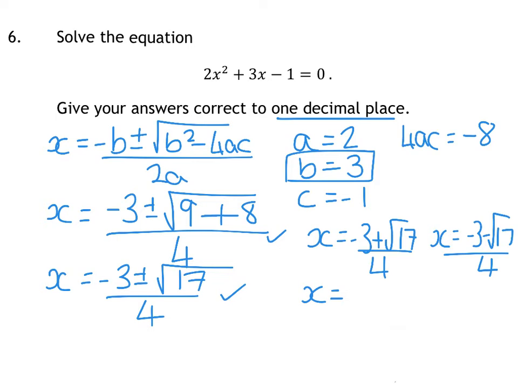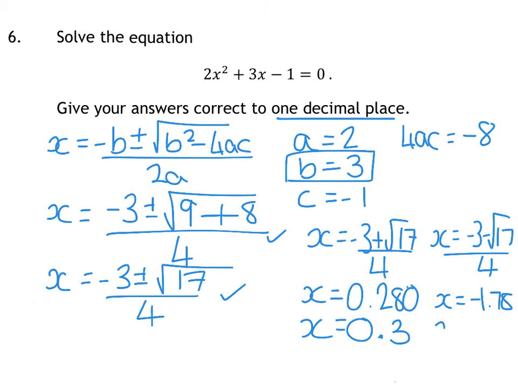So the first one to 1 decimal place is 0.280. So that gives you 0.3. The second one, when you do that calculation, gives you minus 1.780. So to 1 decimal place, that is minus 1.8. Just watch your rounding, because the final mark is for the rounding at the end there. Okay?